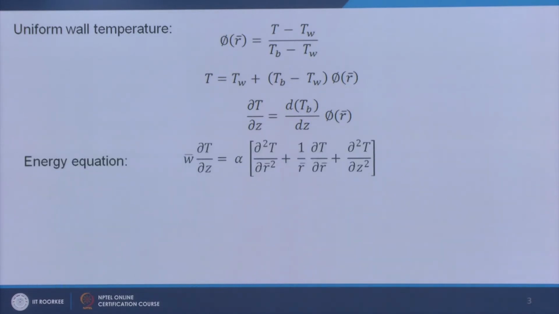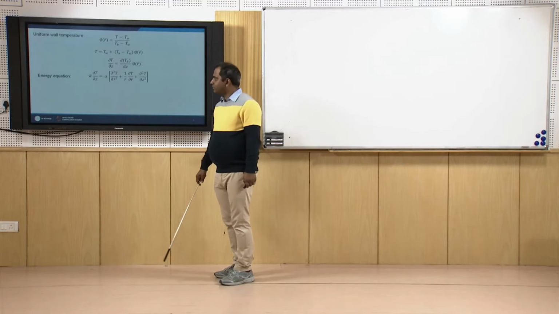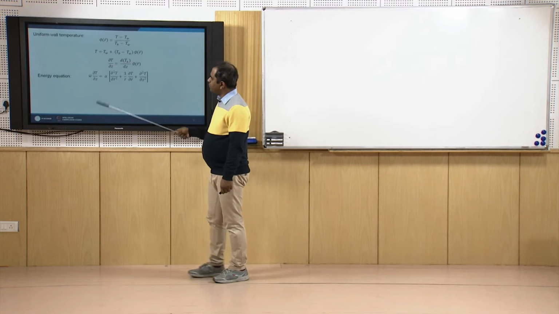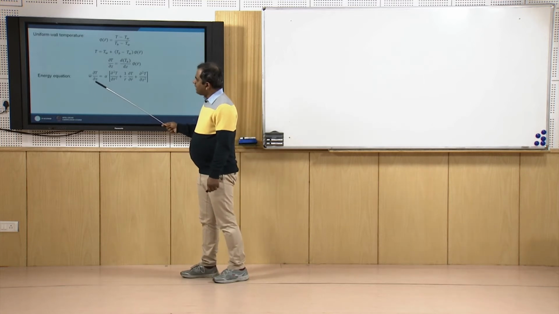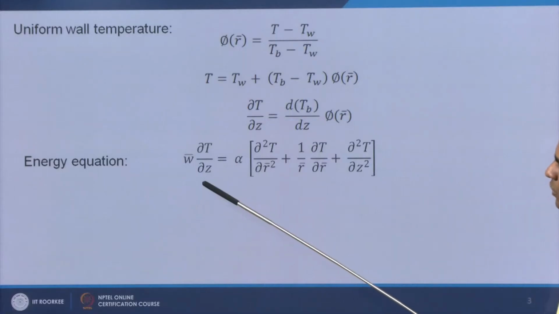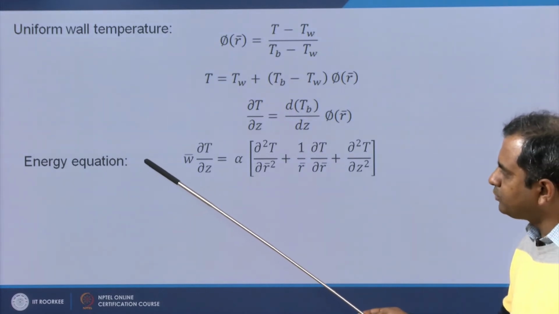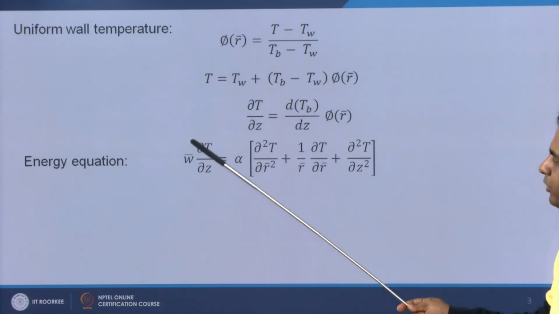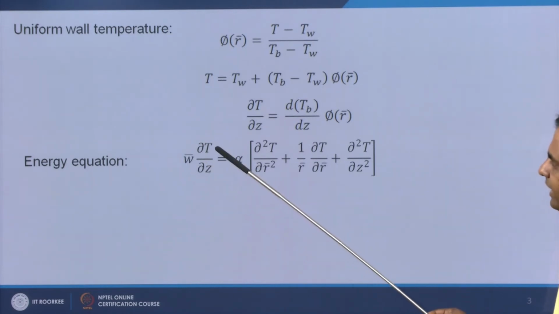Next, let us see our energy equation. We know that for a duct or pipe, the simplified form of the energy equation is like this, and the convection side will drop two terms whenever we have fully developed flow. Here you see we are having only the W component, W del T del Z. W is nothing but the axial component.